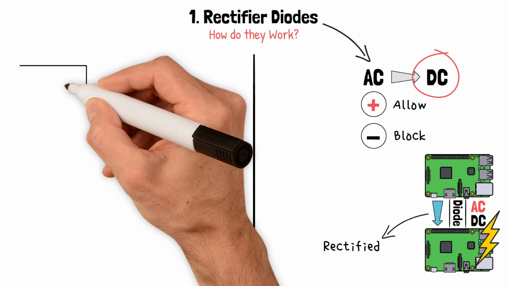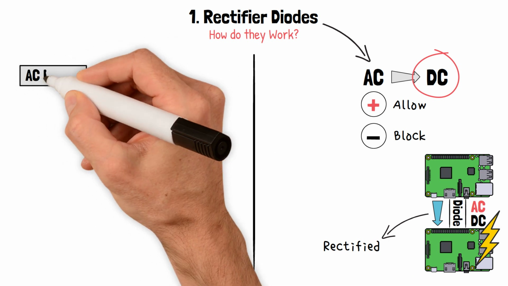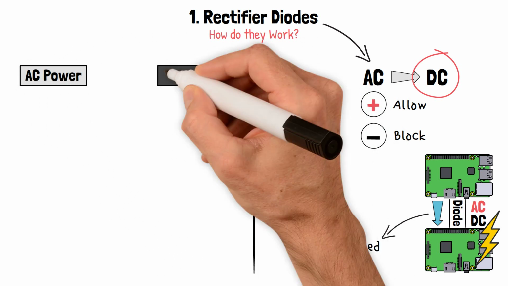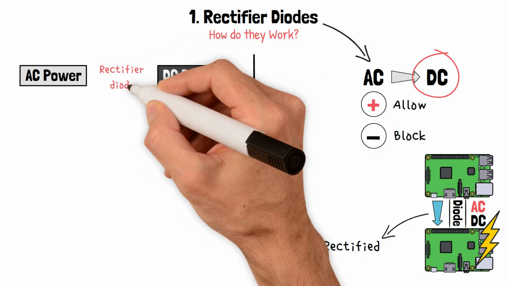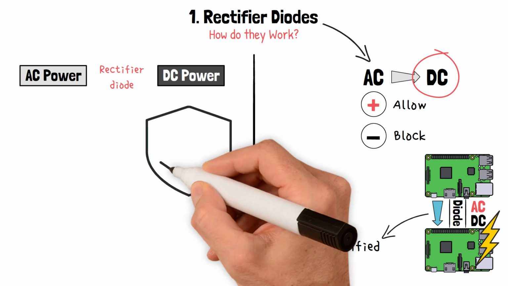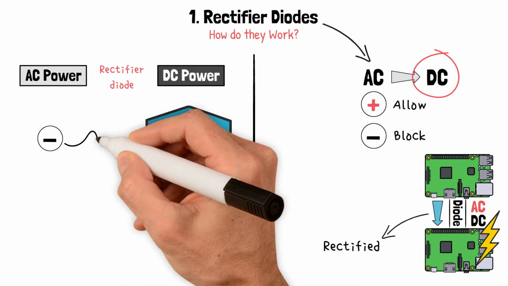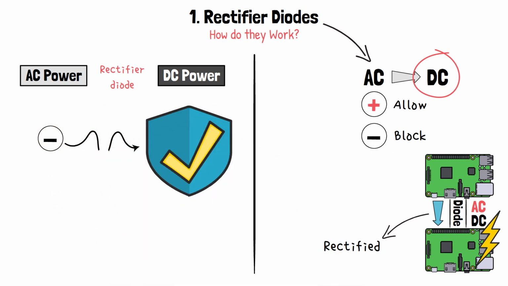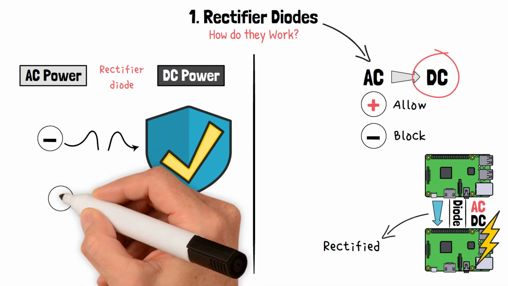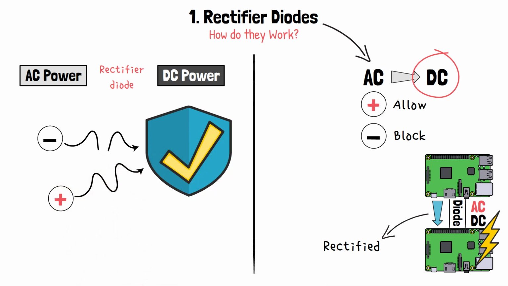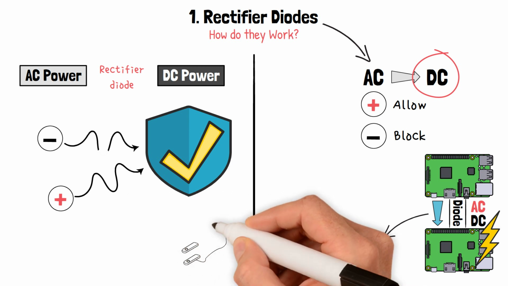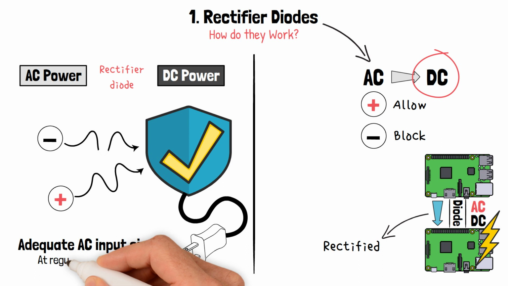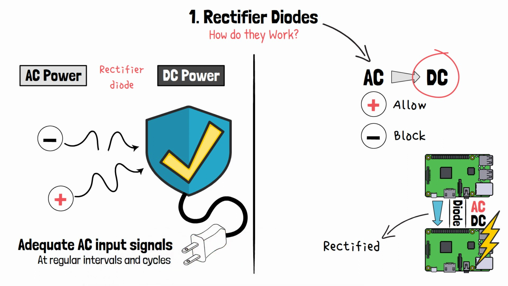Applications. Power supplies used for numerous applications often require transforming AC power into DC before it can be used. This is where rectifier diodes shine, as they make this possible efficiently and reliably by preventing negative voltages from interfering with other components present in the system, while allowing desired positive voltages to pass through unhindered, thus providing clean, uninterrupted DC power output when supplied with adequate AC input signals at regular intervals and cycles.